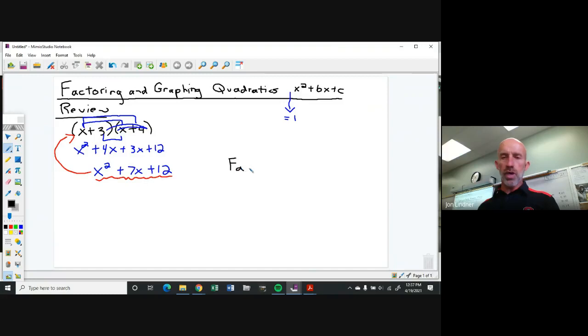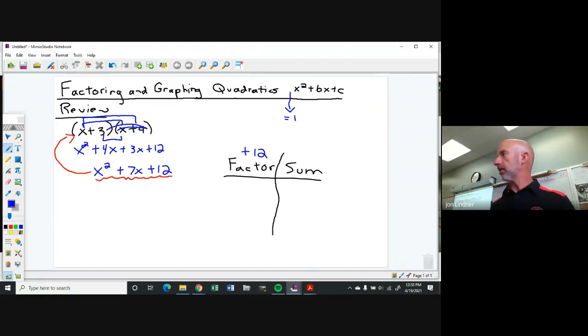We're going to use what's called a factor sum table. And what we want is we want to multiply two things together and get this 12. So see this 12 right here? I'm going to put it up here, positive 12, like that. If you look at the way that we do FOIL, don't I get the last terms by multiplying the 3 times the 4? All right. The sum is we want the right combination that will give us a sum of 7.